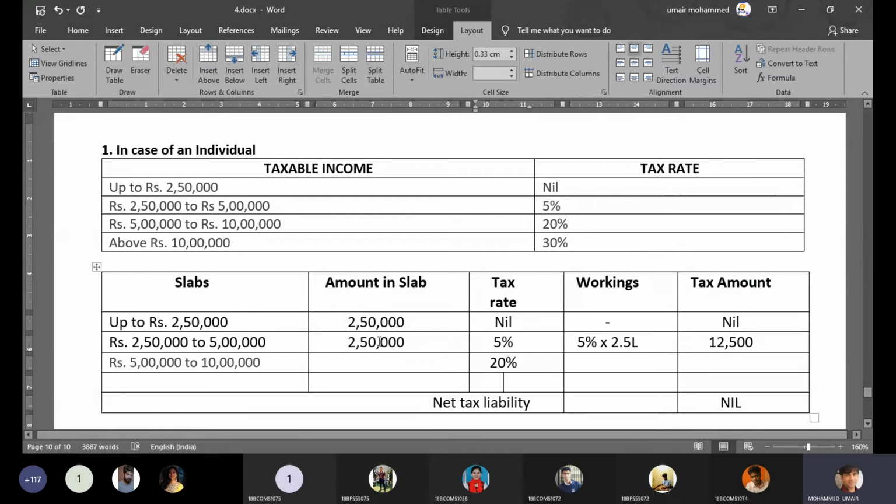So up to 5 lakh is over. The total income is 6,62,000. So how much is left out? 1,62,000. So when you add all this, 2,50,000 plus 2,50,000 plus 1,62,000 in the third slab, you will get the total income of 6,62,000.